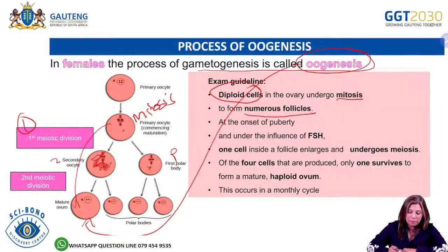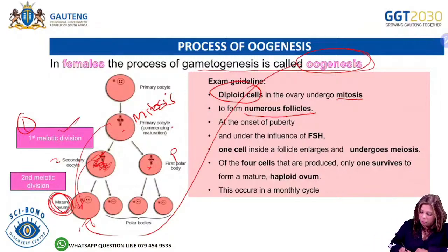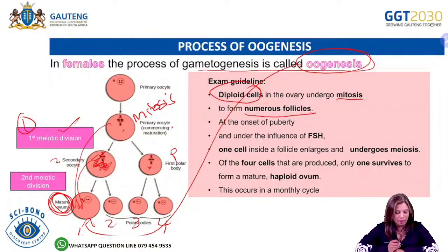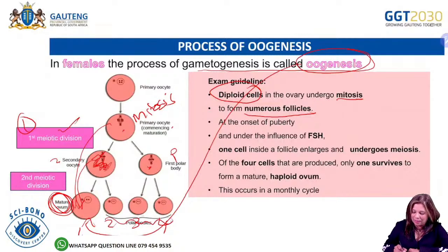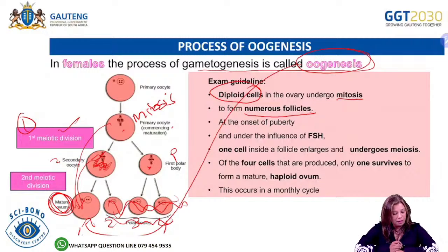So there we have the primary oocyte. It undergoes meiotic division, and then the secondary oocyte develops into the mature ovum, and that is how we find the ovum. Even though there are 1, 2, 3, 4 cells formed, these 3 disintegrate. They disintegrate, and we are left with one mature ovum. So that is how we get the ovum.